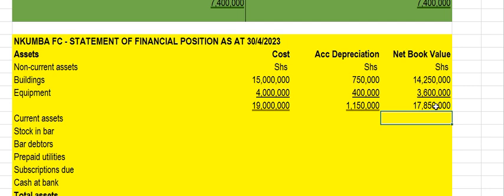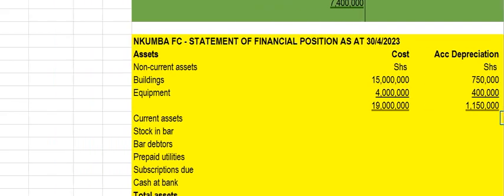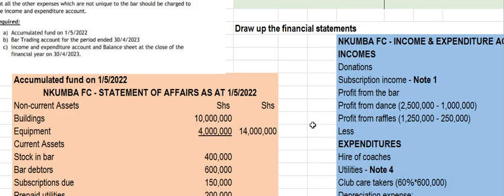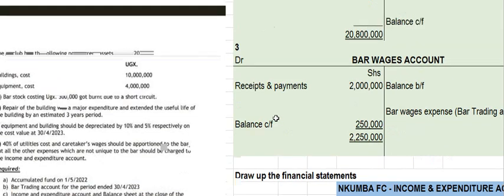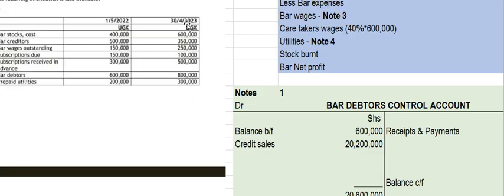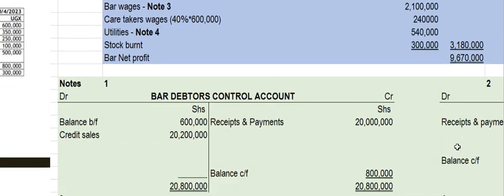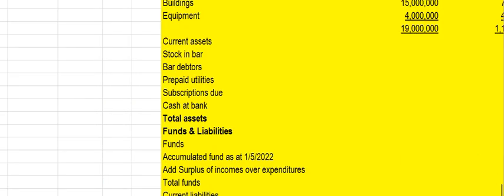What next? Now we have to move to the current assets very fast. Stock in bar. Now here we use the closing balances because the balance sheet is prepared as at the end of the year. Those are the balances as at 30th April 2023. So let's get those balances, the balances to use in the balance sheet, what we call the statement of financial position.